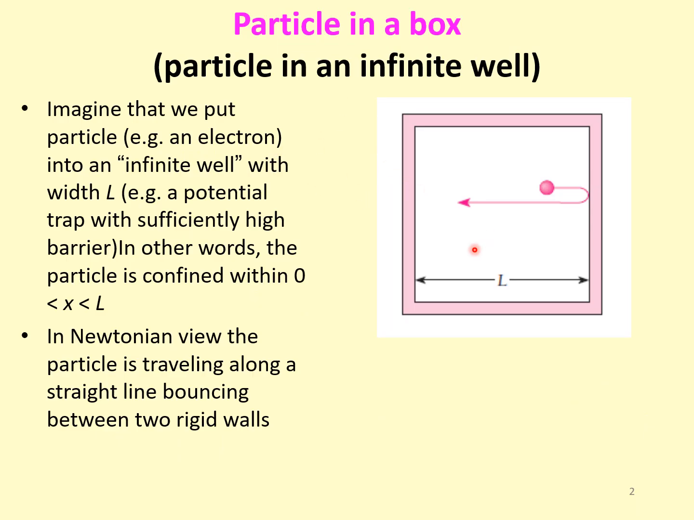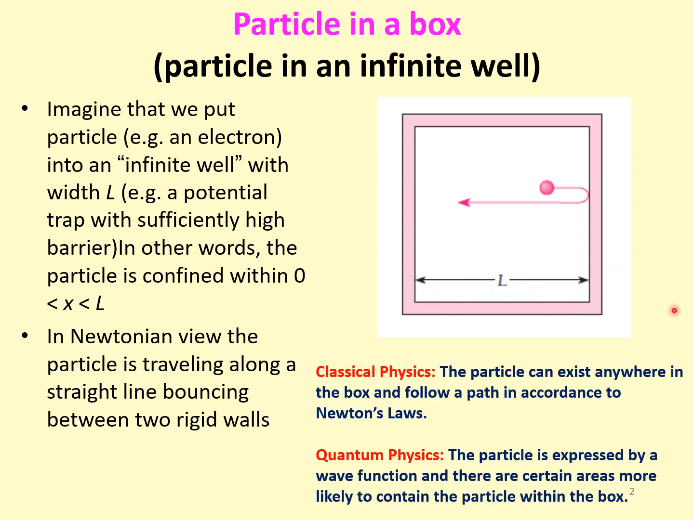We can see that if a particle is inside this box of length L, then it is confined from 0 to L in this box. According to classical physics the particle can exist anywhere inside the box and it should follow Newton's law. But according to quantum physics it will have some certain states inside this box.